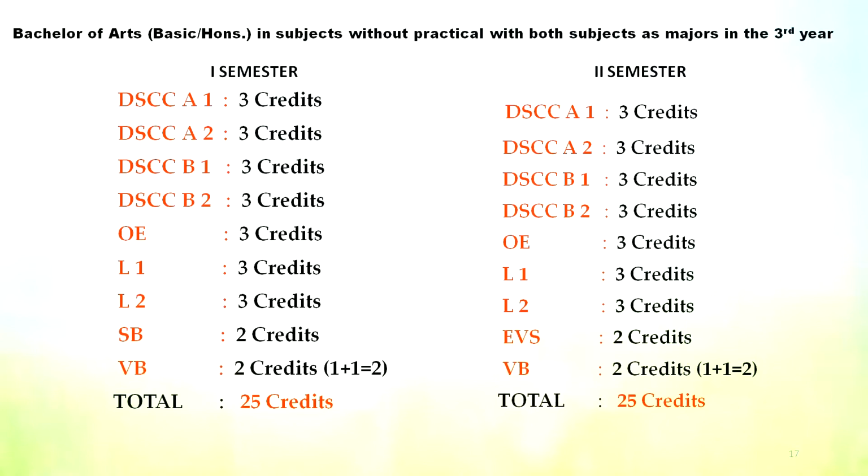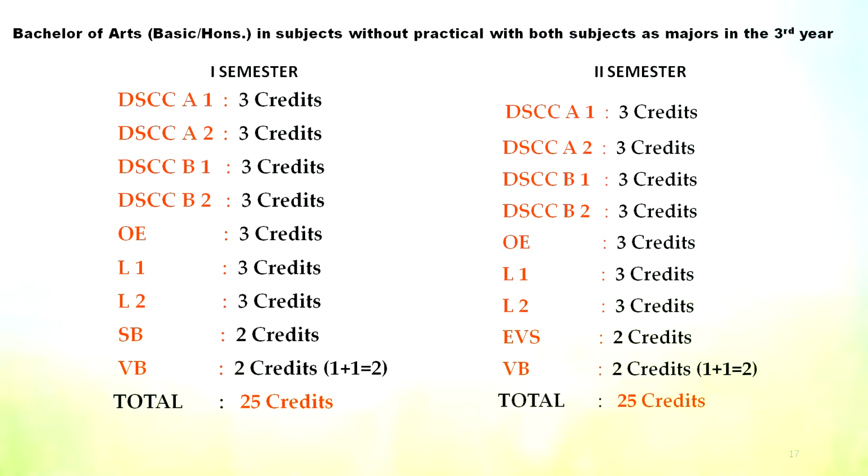Under each of the core subjects, he will be studying 2 papers. So if the student, as I have already told you, has opted for sociology and economics as the core subjects, then each paper will carry 3 credits. So 2 papers of sociology will totally carry 6 credits and 2 papers of economics will carry 6 credits.